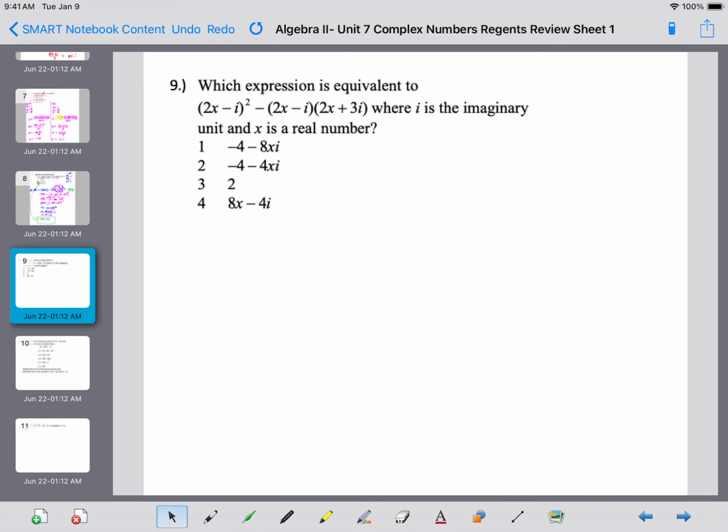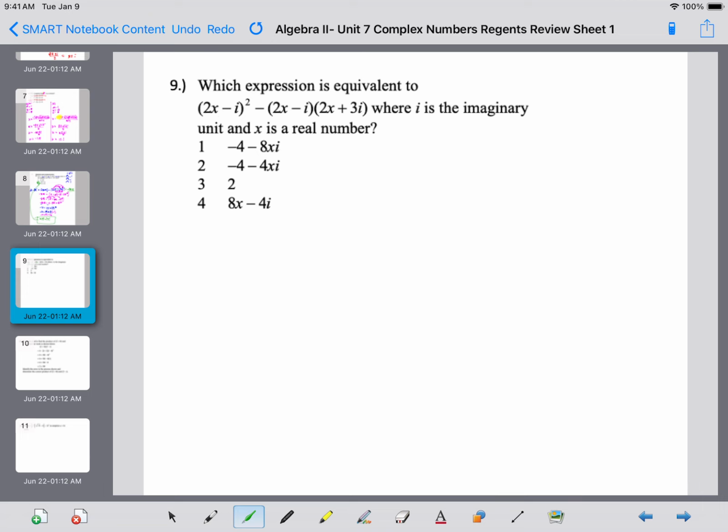Which expression is equivalent to this? Now, unfortunately, we're not going to be able to use our calculator for this one because there's an abstract term. So this one you would actually have to distribute out. But let's say you didn't want to distribute out. Something that you could do, you could just choose a random value for x. I would use like 3.7 maybe. And then plug into your solutions for x, and then see which one that would equal, right?